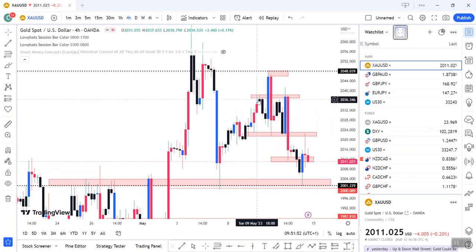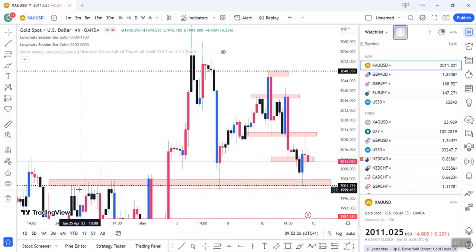Then Asia opened at that zone and went down. Then London came, went up as high as this zone, vice versa. But if you look here, the US session has tested this zone 1, 2, 3, because it was a support here and then a resistance here.